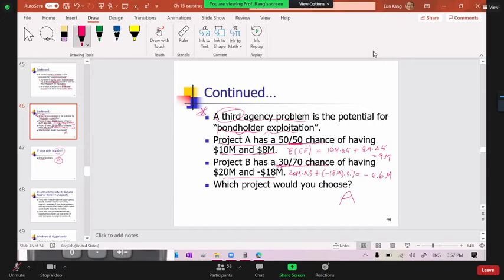So bondholders, if managers choose B, and there is a 70% chance of getting nothing, bondholders would not like this one, right? But that's the problem of asymmetric information. Bondholders don't know. Then what? Managers may choose B, then bondholders are really in jeopardy. So that is the big problem.